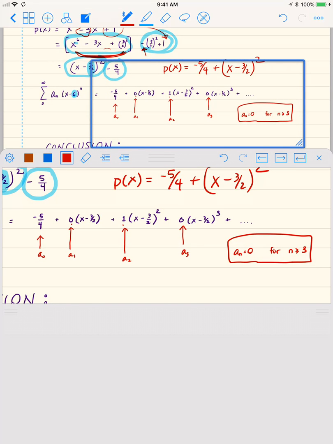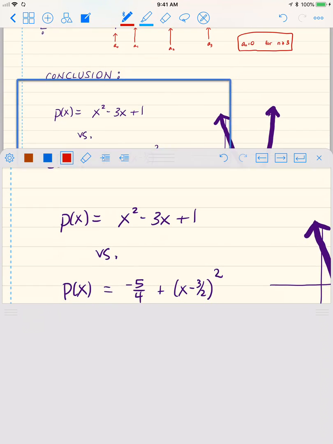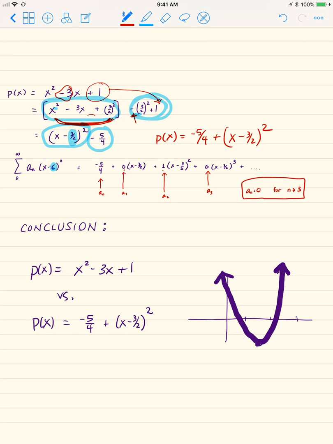In fact, if you have a power series and there's some point at which all of your coefficients are 0, that power series has to be a polynomial, right? So this is not just a coincidence. This happened with our last example as well. And so what's the conclusion? We can look at this polynomial, x squared minus 3x plus 1, and write it in two equivalent ways. The difference between the two is where your power series is centered.